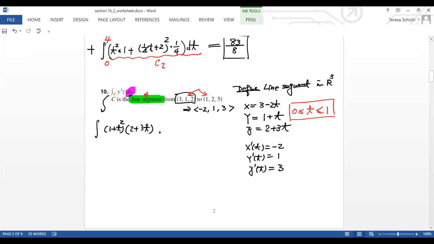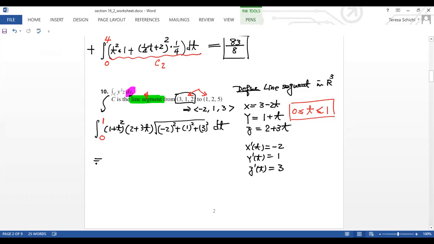Okay, because this is a ds, I need to use the square root of x prime t square plus y prime t square plus z prime t square. So that is negative 2 squared plus 1 squared plus 3 squared. Now it's dt, right? The key thing here is your t is from 0 to 1. And because this square root is a constant, it's pretty easy. You can just expand it and FOIL it, right?